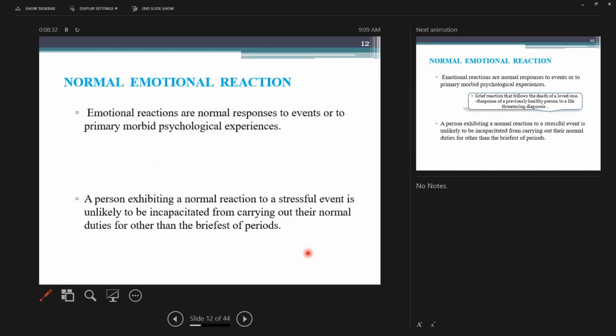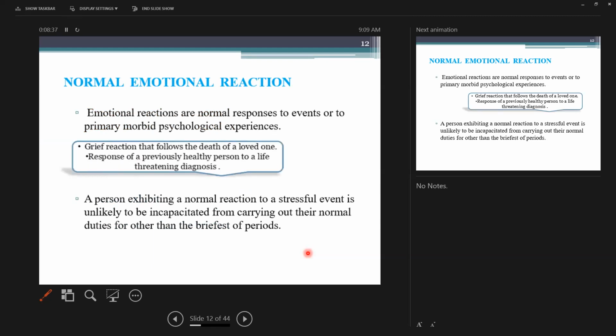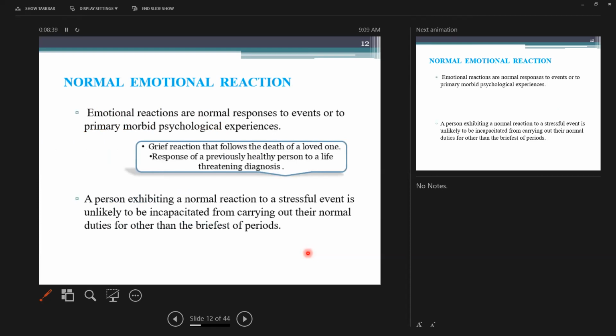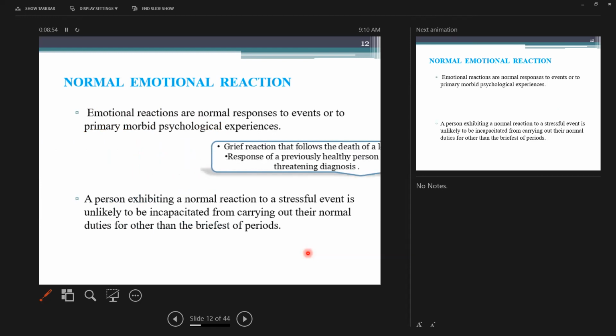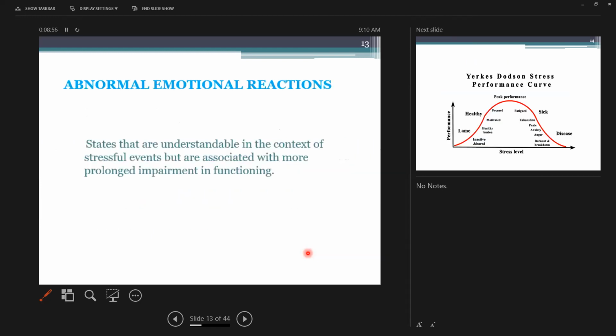Now, what are normal emotional reactions? These are normal responses to events. For example, a grief reaction that follows the death of a loved one, or a response of a previously healthy person to a life-threatening diagnosis. So a person exhibiting a normal reaction to a stressful event is unlikely to be incapacitated from carrying out their normal duties for other than the briefest periods of time. Now, if these normal reactions are associated with more prolonged impairment in functioning, we call them an abnormal emotional reaction.